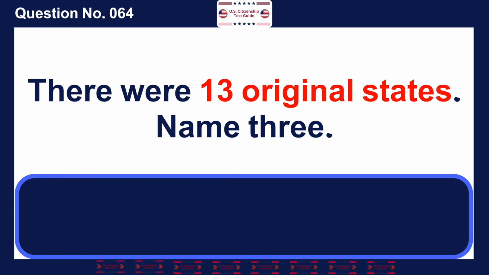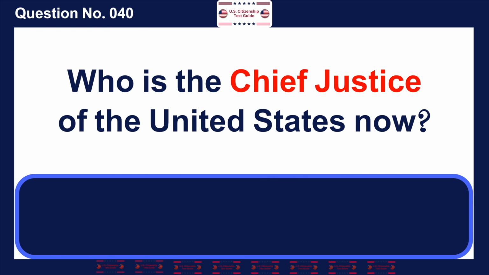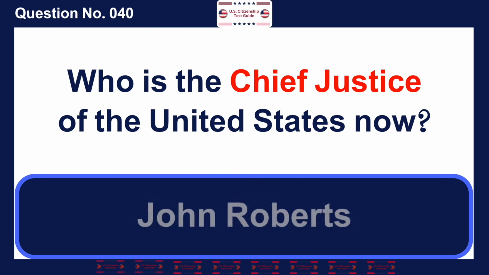There were 13 original states. Name 3. New York, New Jersey, and Pennsylvania. Who is the Chief Justice of the United States now? John Roberts.